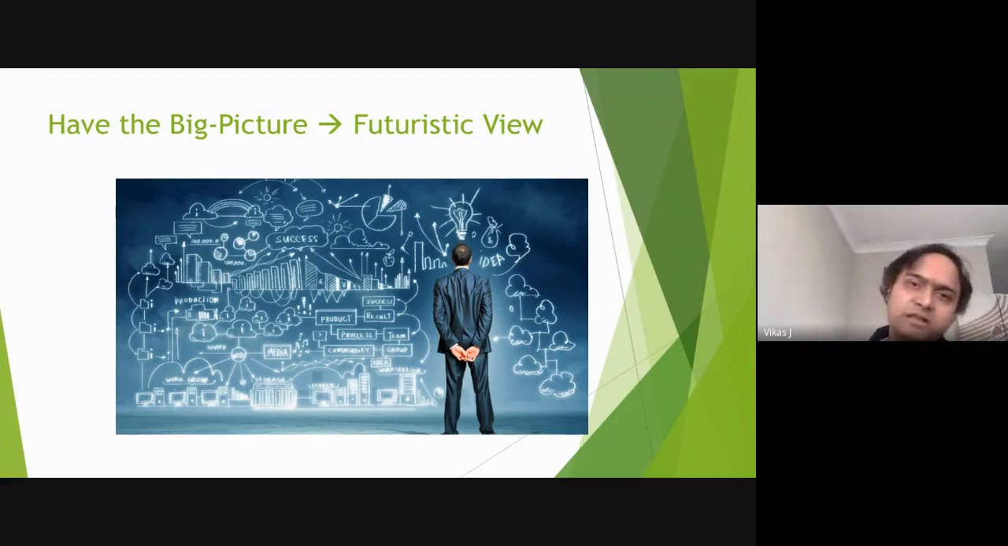We have to have a futuristic view in the sense that the solution that I'm creating today must be usable tomorrow. And the longer I see, the better it is. But then, fortunately or unfortunately, not many people out there have that kind of a vision. But then it's a good practice to develop such a vision.